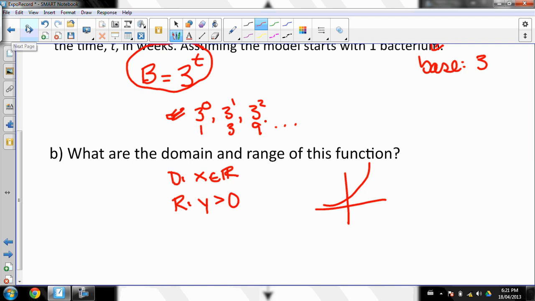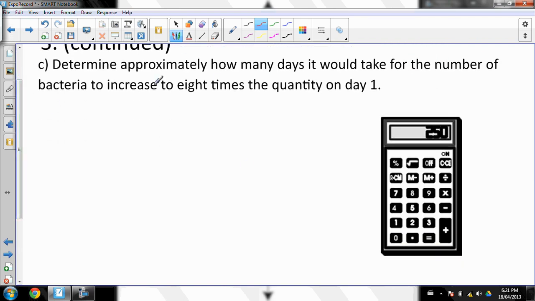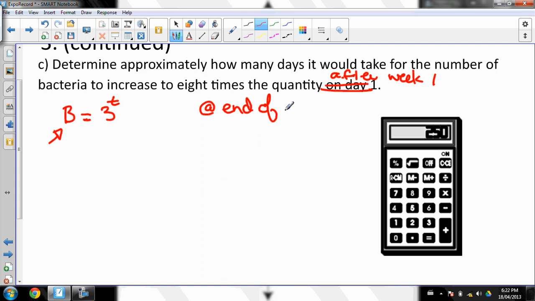Okay, our last example. Determine approximately how many days it would take for the number of bacteria to increase to 8 times the quantity after week 1. So remembering, we have b equals 3 to the power of t. Sorry, guys, I said day 1, I mean the quantity after week 1. At the end of week 1, we have 3 to the 1, or 3 bacteria.